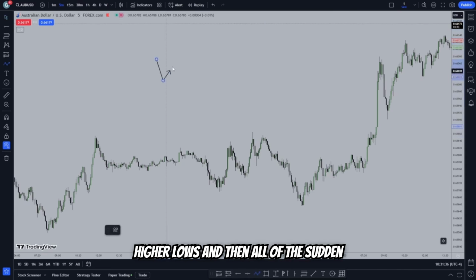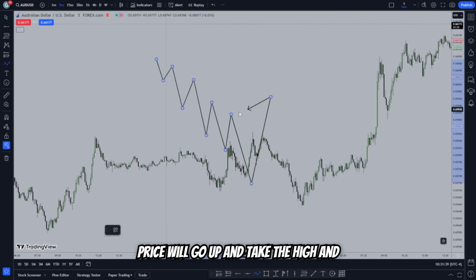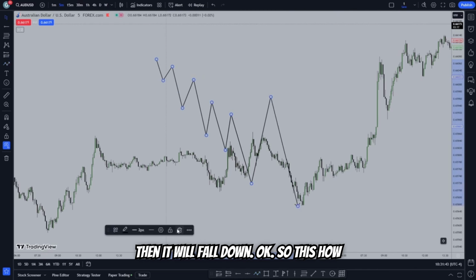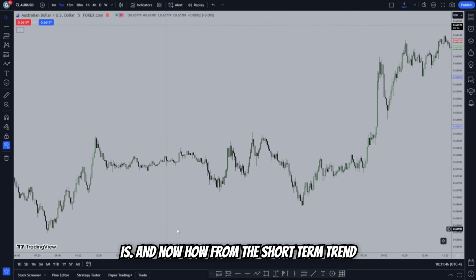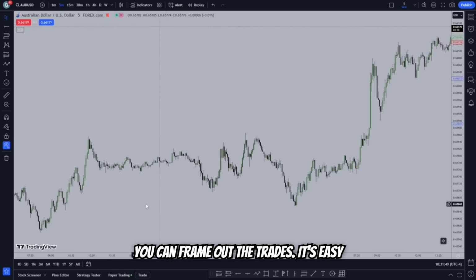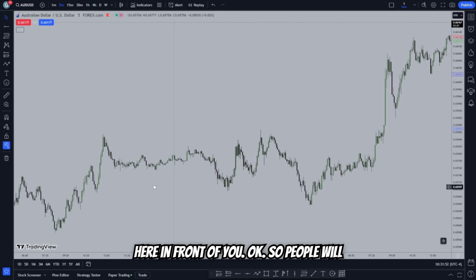It will keep on making higher lows, and then all of a sudden price will go up and take the high, and then it will fall down. Okay, so this is how the short-term trend is. And now, how from the short-term trend you can frame out the trades. It's easy. This is the example right over here in front of you.